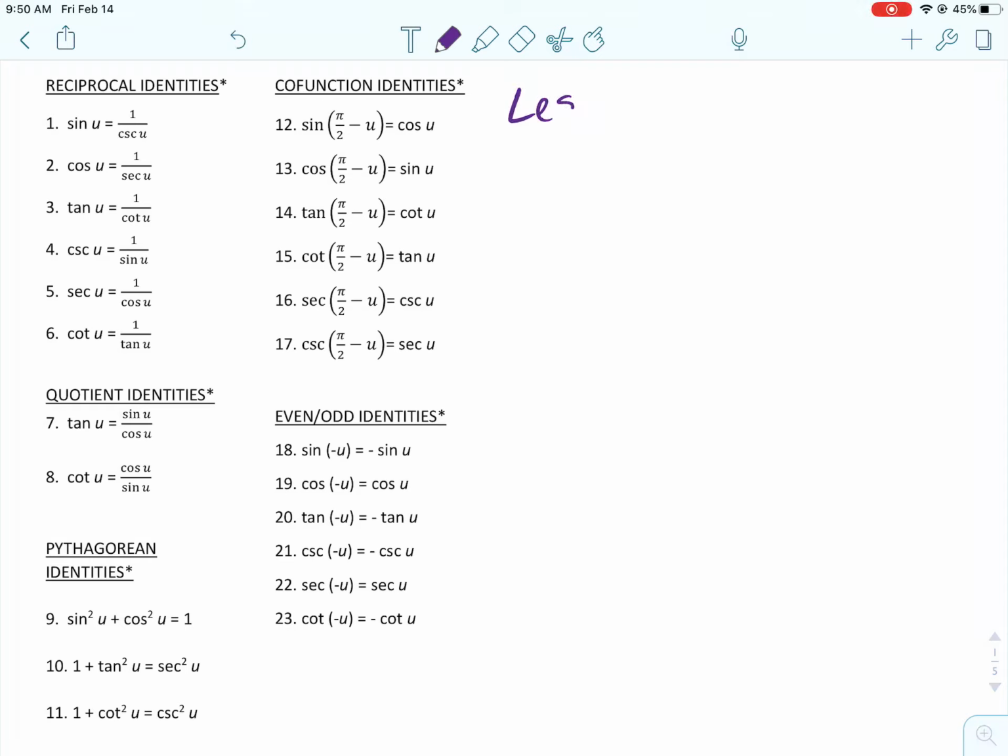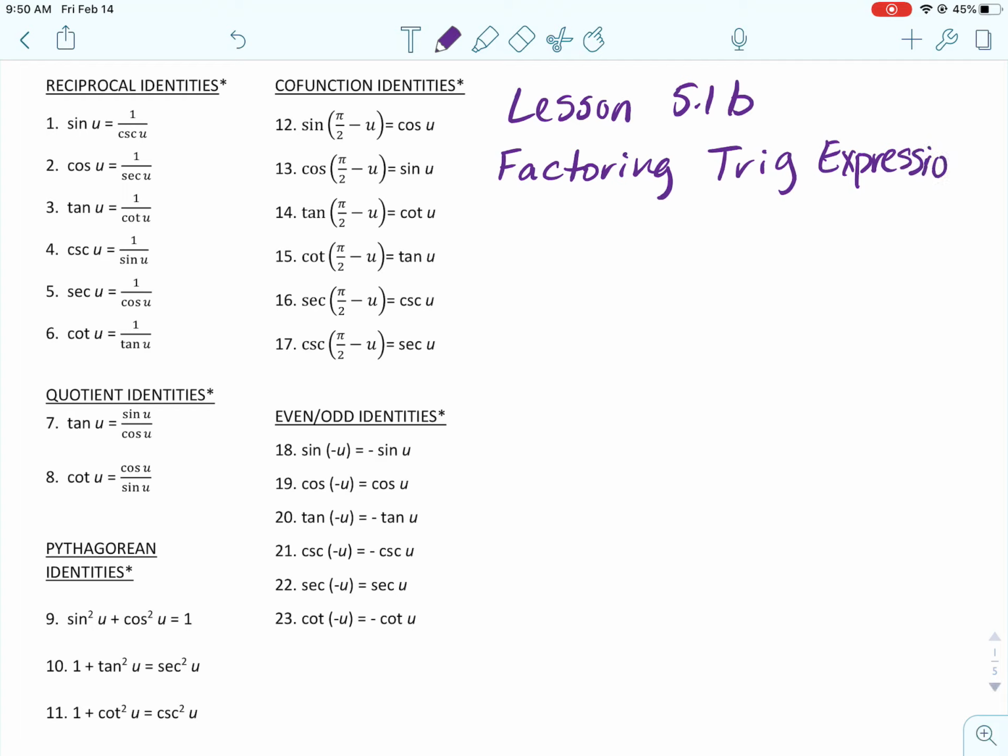So this is lesson 5.1b, and we're going to be factoring trig expressions. Right, and that's our directions. On all of the problems, what we're going to do is factor, and then simplify if you can simplify.